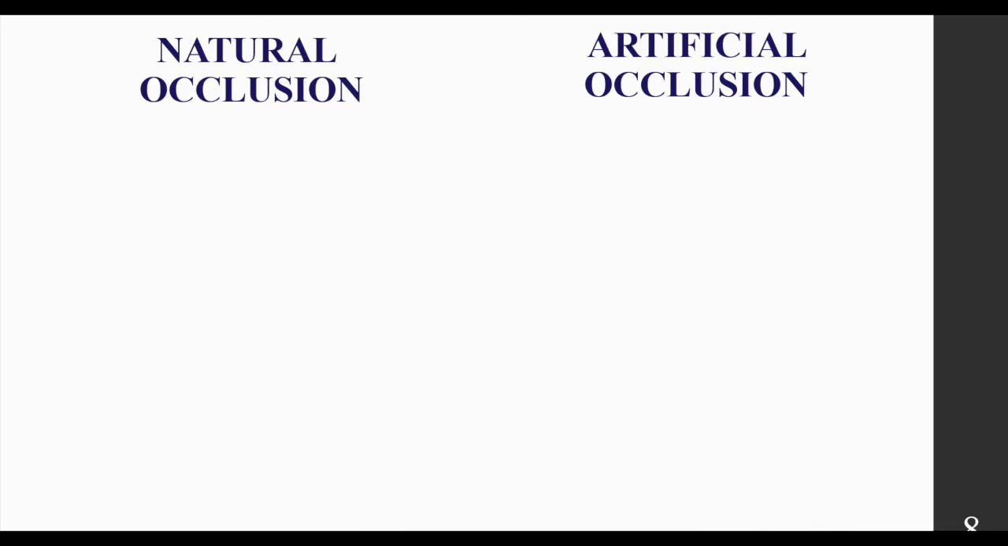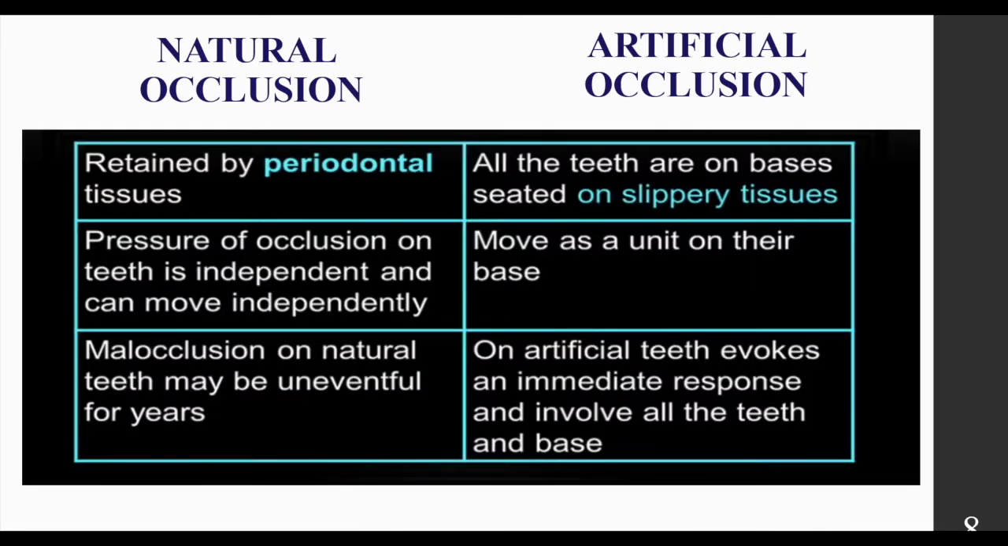Coming to the differences between the natural occlusion and the artificial occlusion. In the natural dentition, the teeth are retained by periodontal tissue, which is innervated and well structured. When the teeth are lost, the proprioceptive feedback is lost. So in a complete denture, all the teeth are seated on bases on slippery tissues. In the natural dentition, the teeth receive individual pressure of occlusion and can move independently. Whereas in the artificial occlusion, they move as a unit on their bases.